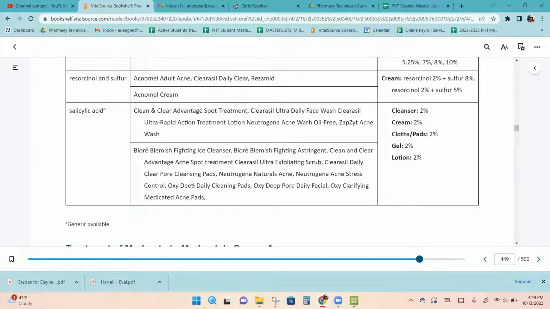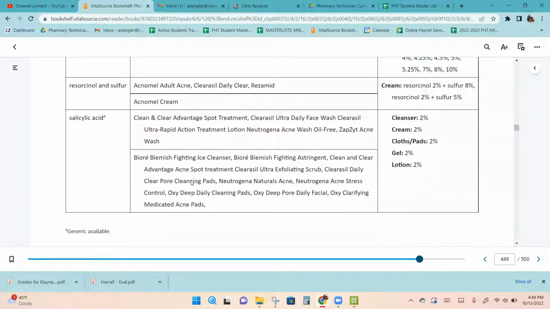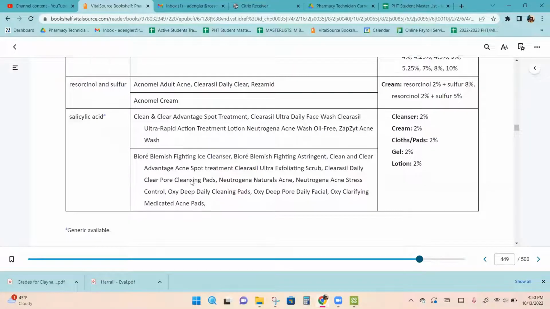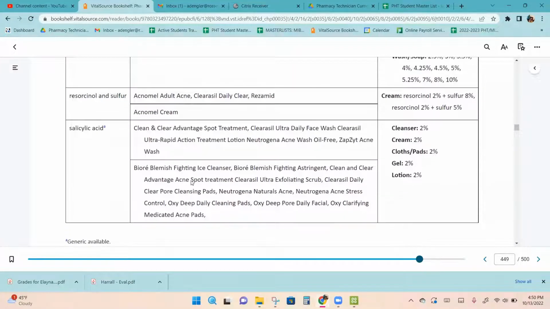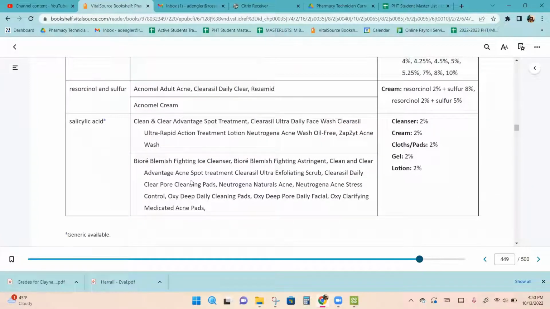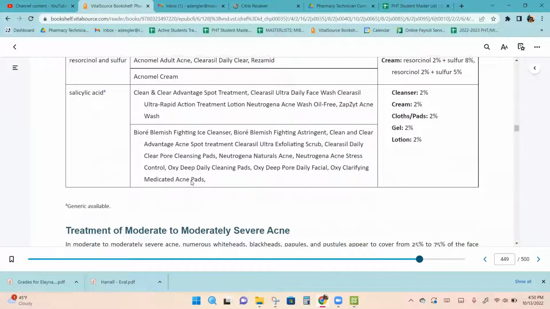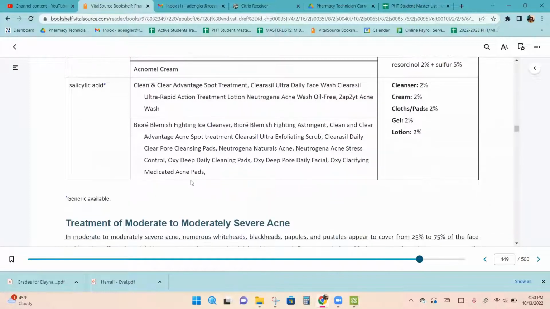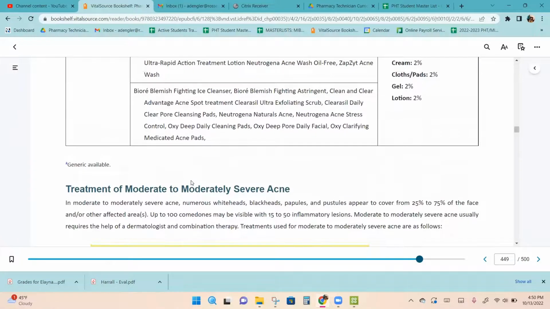Resorcinol and sulfur, the Actimel adult acne, and it's also available as Clearasil daily cleaner and Resamed. And then for salicylic acid, we have Clean and Clear Advantage Spot Treatment, Clearasil Ultra Rapid Action Treatment, Neutrogena, and Zapzyt Acne Wash, probably more than that.